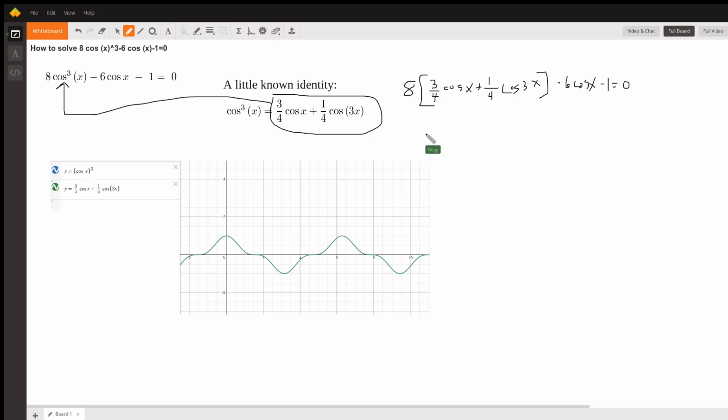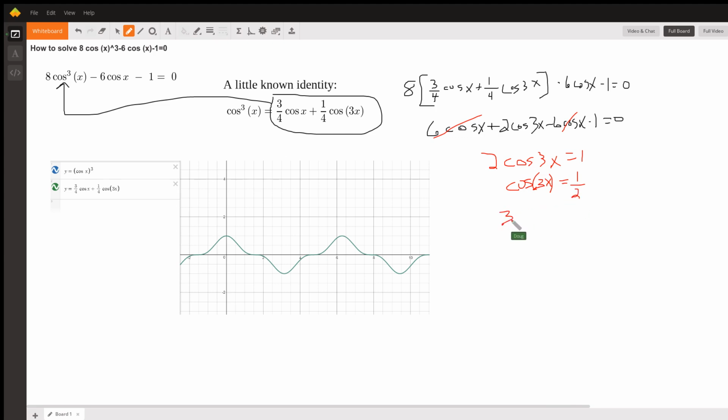When I distribute the 8, I get 6 cosine x plus 2 cosine 3x minus 6 cosine x minus 1 equals 0. Conveniently, the 6 cosine x's drop out. And I've got 2 cosine 3x equals 1. So the cosine of 3x, I'll put the 3x in parentheses for emphasis, equals 1/2.